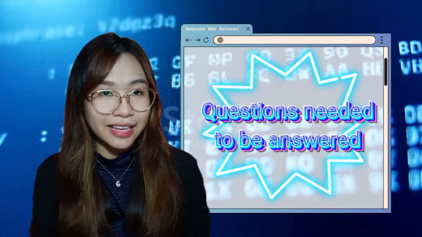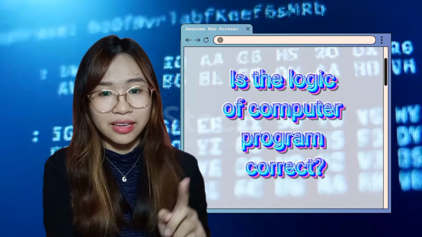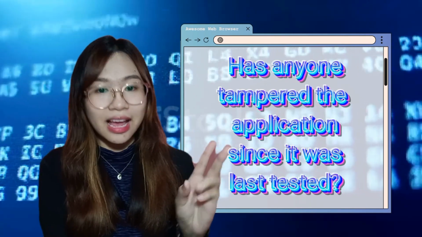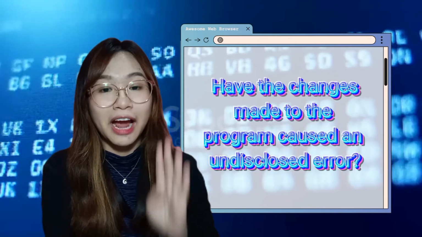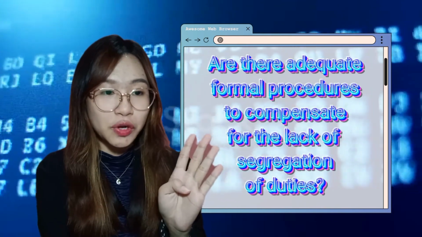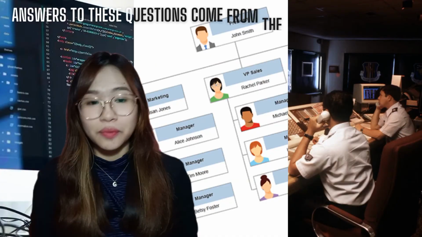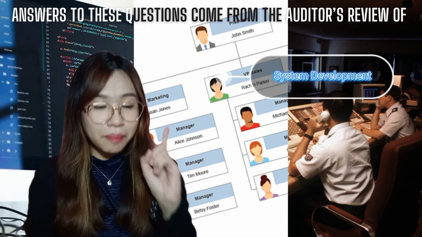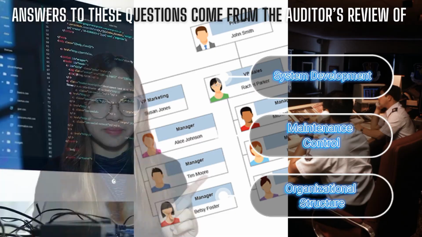These questions need to be answered. Is the logic of the computer program correct? Has anyone tampered with the application since it was last tested? Have the changes made to the program caused an undisclosed error? Are there adequate formal procedures to compensate for the lack of segregation of duties? Answers to these questions come from the auditor's review of system development and maintenance controls and by reviewing organizational structure.